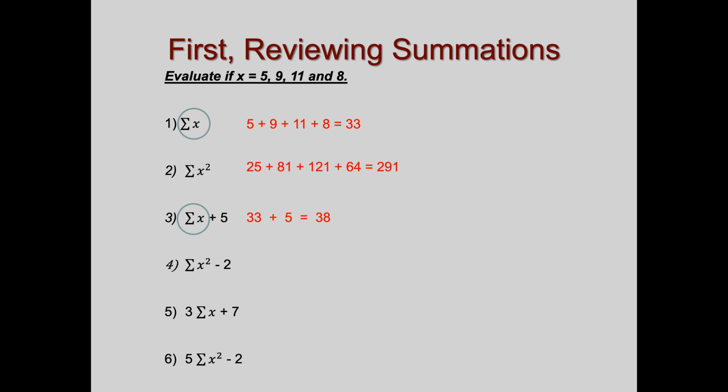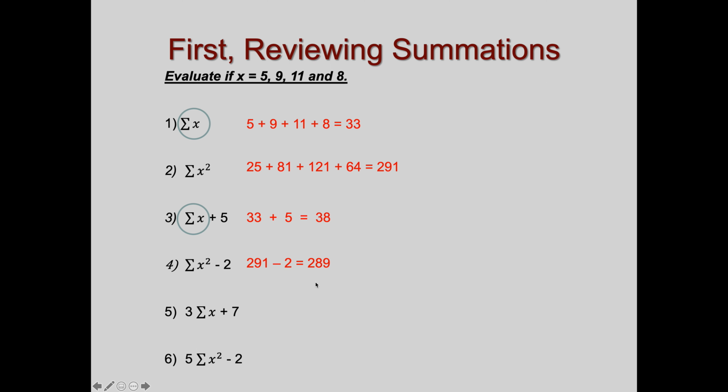Okay, so to properly interpret number 4, this means I'm looking for the sum of the x squareds. It's as if this sigma x squared is a variable in and of itself. When I calculate the value of that, we did it before, it's 291. So I simply substitute the value, 291, for the sigma. And then 291 minus 2 is 289.